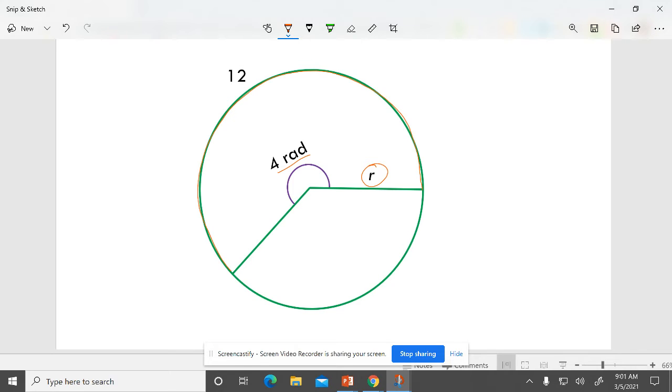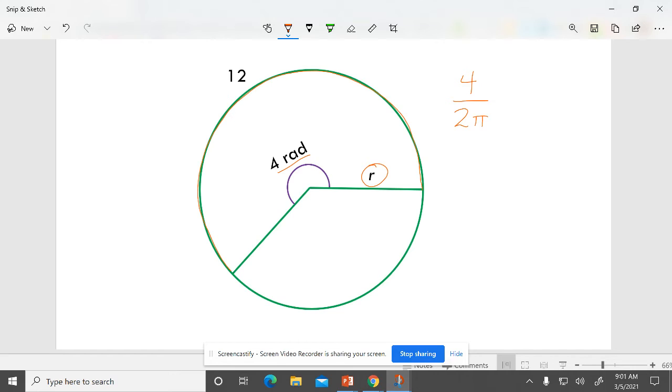So we're going to actually start with that. We have 4 radians for this portion of the circle we're working with. And we're going to set up our fraction. When we do radians, we always make it a fraction of the entire circle, of 1 full rotation. And 1 full rotation in radians is 2 pi. So it'll be 4 over 2 pi.